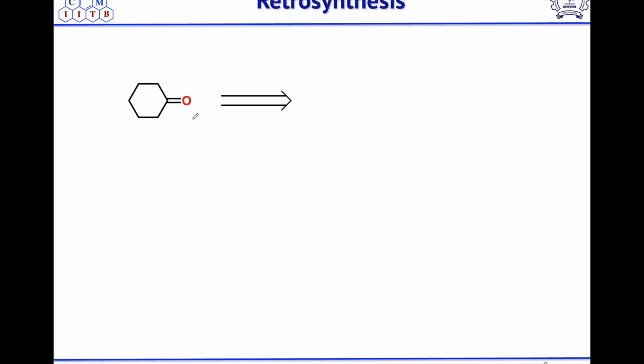Basically, the functional group here is this carbonyl group, the C=O. So how do you think of a retrosynthetic C-C disconnection? You can think about this C-C disconnection.